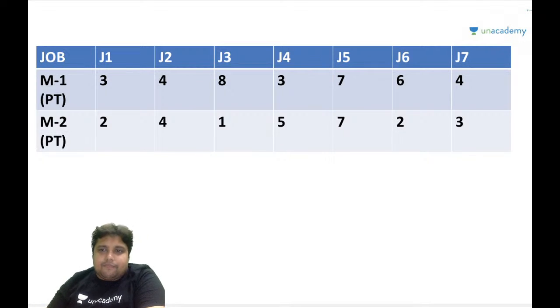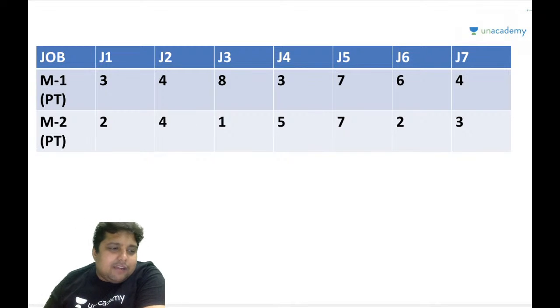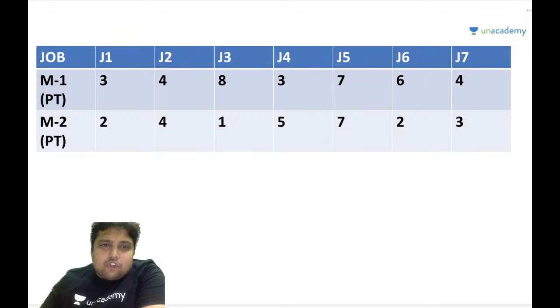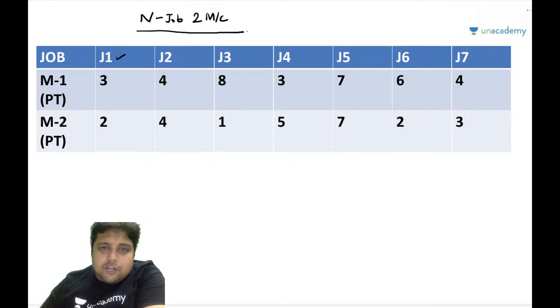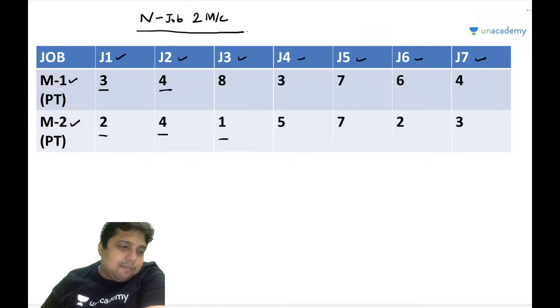So this is a question here. I hope this question is clearly visible to each and every one of you. Okay. So this is the n job 2 machine problem. And in this problem there are 7 jobs: J1, J2, J3, J4, J5, J6, J7. And these jobs are to be processed on two machines, machine 1 and machine 2. And the processing time on each of the machines is specifically mentioned in the table.